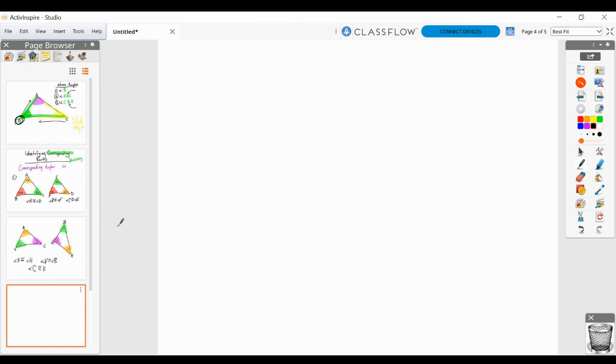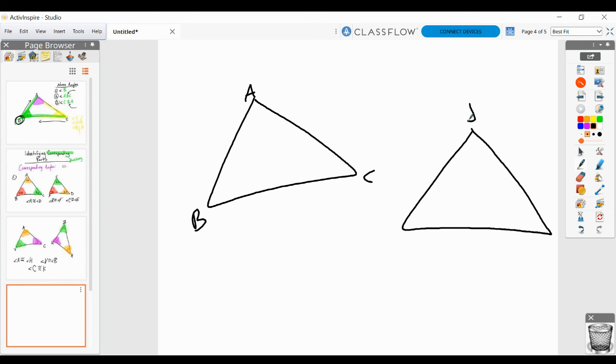Now, the last thing that we might see, especially in terms of angles, is what we call a similarity statement. So we might be told that triangle ABC is similar to triangle JMS. So we know that these two triangles are similar to each other, but we're not given any information about what the angle measurements are.